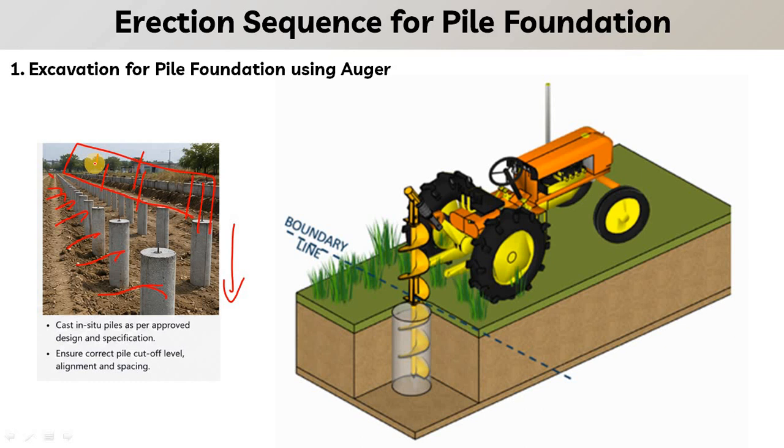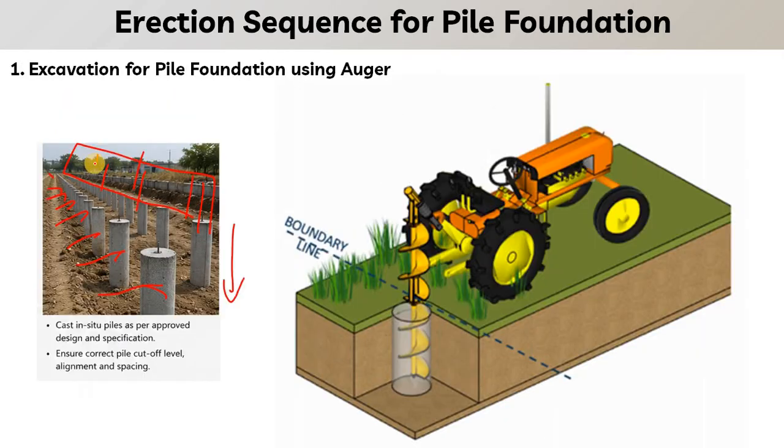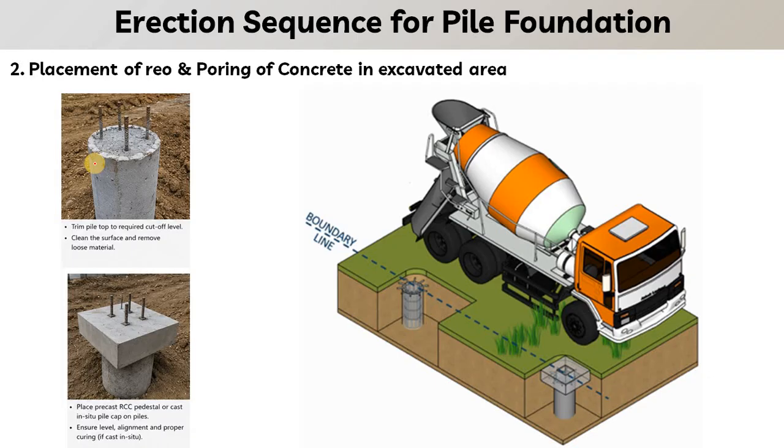So now let us move on to the second step for the erection sequence of precast boundary wall. As I discussed, after drilling, where the auger will be used to drill the pile foundation, the concreting will be done into the pile after placement of the reinforcement cage, and in some cases steel lining is also used to protect the excavated area from the soil surrounding the pit, to avoid the falling of the soil into the excavated area.